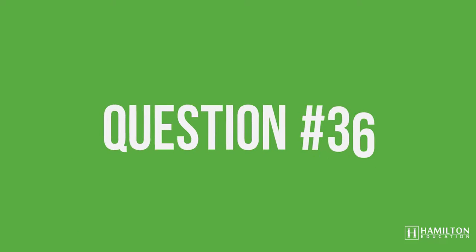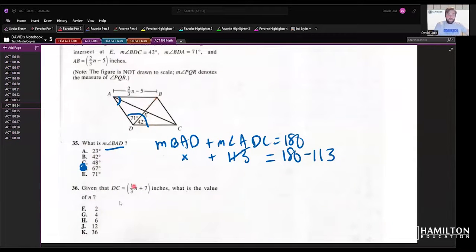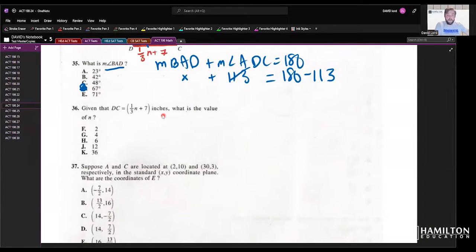Question number 36. Given that DC is 1/3 of an n plus 7 inches, what is the value for n? Well, looking above, I can see that DC is opposite of AB. So that's 1/3 n plus 7. And you may want to recall that the opposite sides of a parallelogram are congruent. So we can set these two sides equal to each other. So it's going to be 2/3 n minus 5 is equal to 1/3 n plus 7.